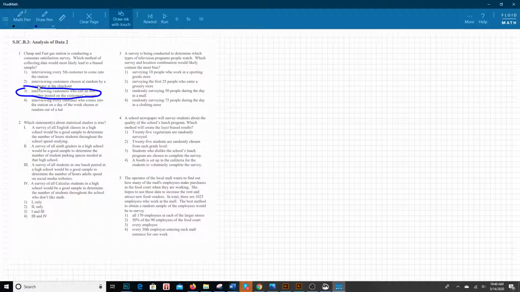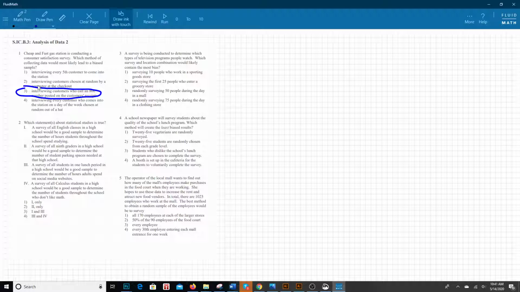Right? So for 2, which statement about statistical studies is true? All right. In this case, we're going to say 1. A survey of all English classes in a high school would be a good sample to determine the number of hours students throughout the school spend studying. Right? Because everything else, you have a survey of ninth graders in high school would be a good sample to determine the number of students' parking spaces needed. Ninth graders don't drive cars, at least as far as I know. So 2 is out.